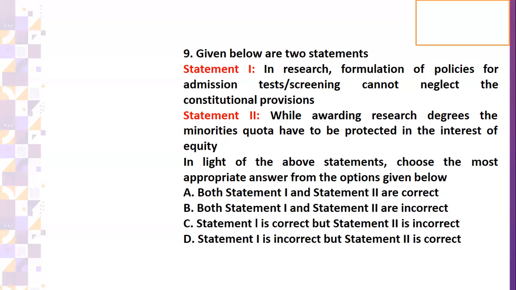So from the given statements, which stands to be correct and which stands to be false? Yes, statement 1 is correct. No doubt, in research, formulation of policies, one cannot neglect the rules, the code of research. But in the second statement, while giving a research degree, there is no such incident where the quota is to be protected in the interest of equity. It is based on merit, the way the viva is defended and conducted based on your research area.